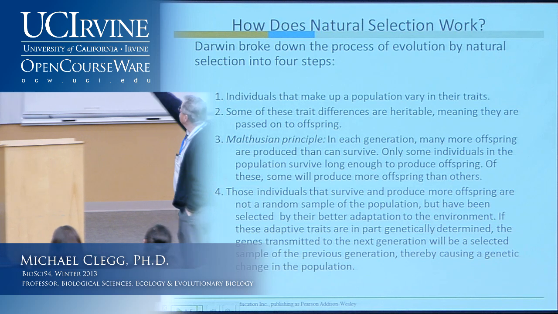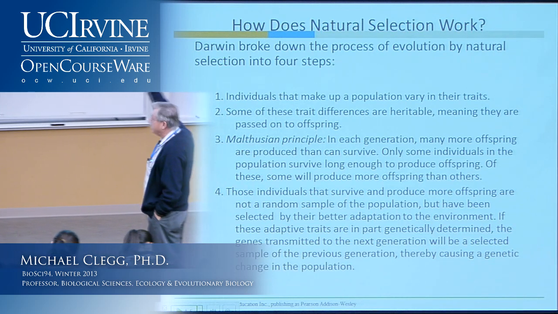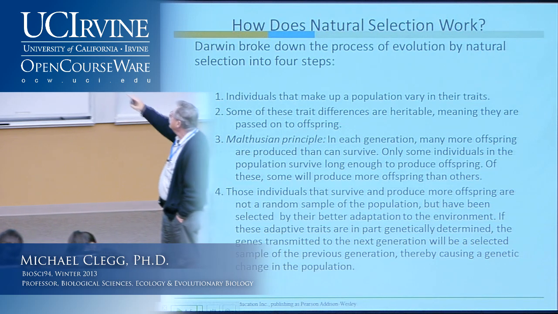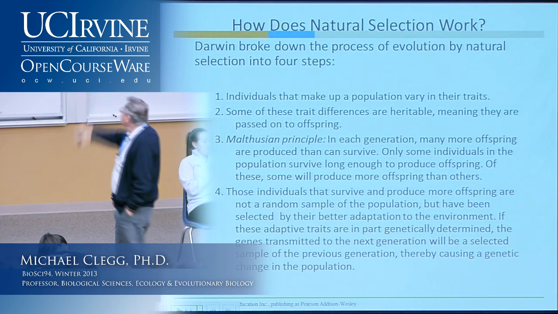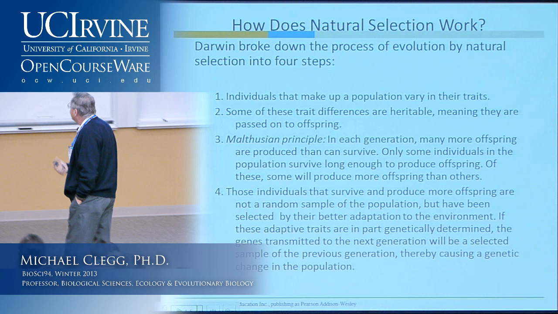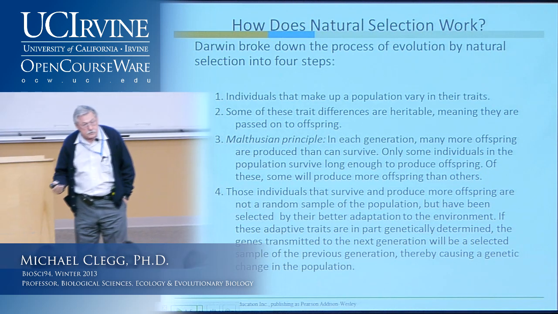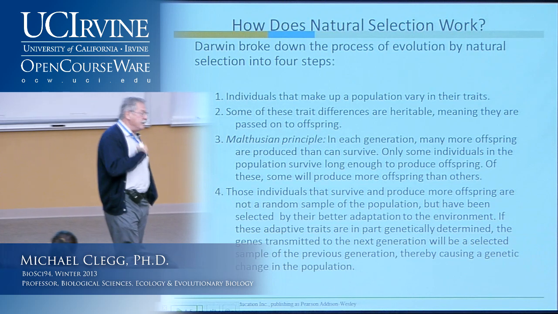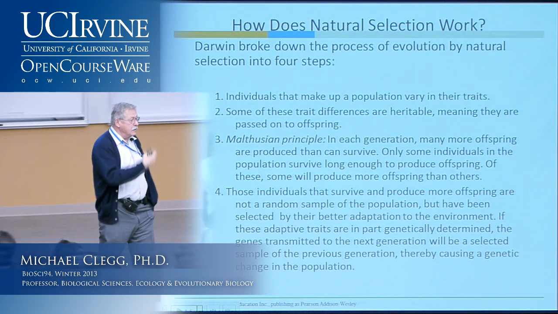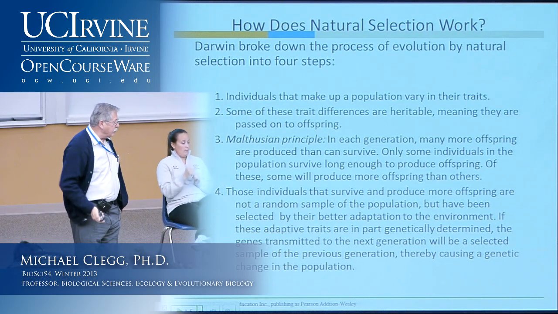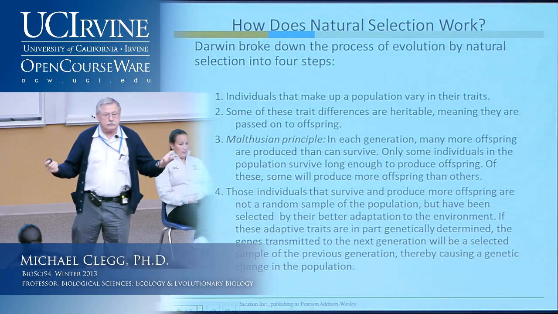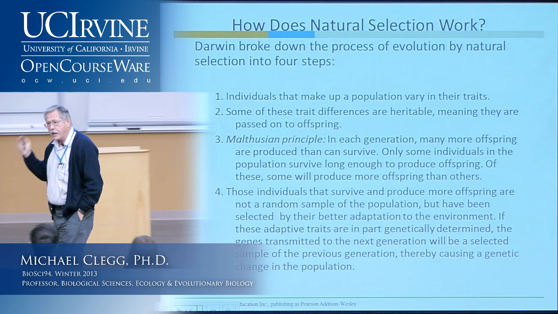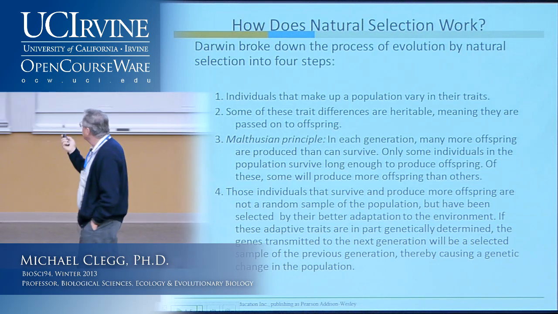The Malthusian principle, each generation, there are many more offspring produced than can survive. And finally, those individuals that survive and reproduce more offspring are not a random sample, they are a selected sample based upon the traits that adapt individuals to their particular environment. That's it. Those 4 points describe evolution by natural selection.